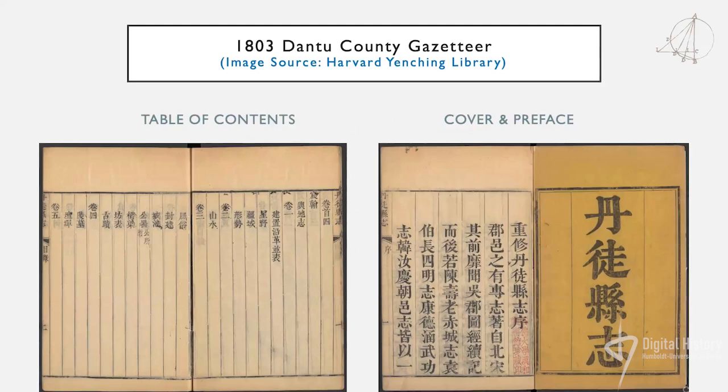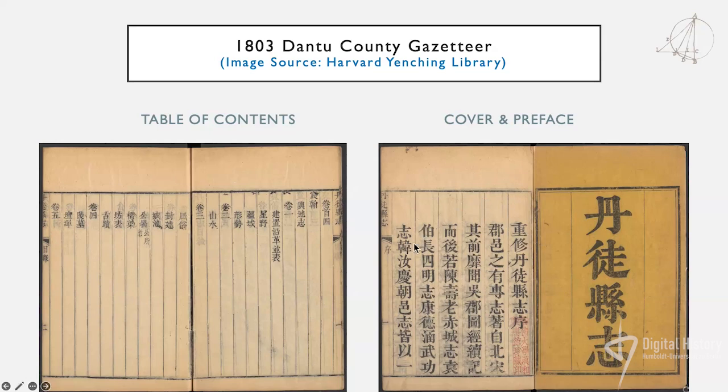But right now, I want to give you some visual impression about what the local gazetteer looks like. So this one is from 1803. It's a county gazetteer. It is owned by Harvard Yenching Library, and they very nicely scan all of them and then put them online. And the reading orientation is from the right. So this is the first page. This is a cover saying this is the County Gazetteer.